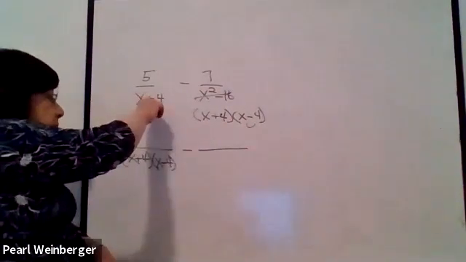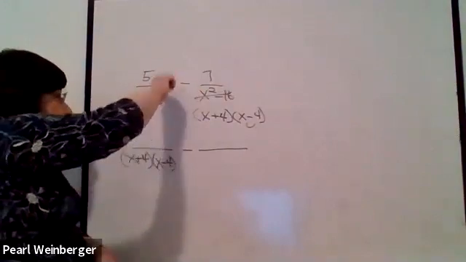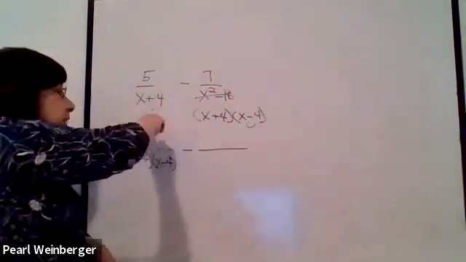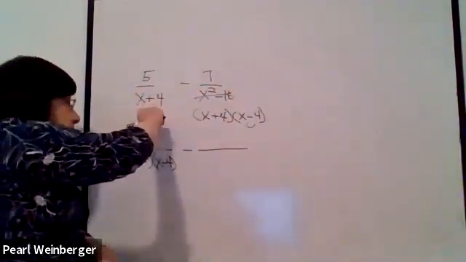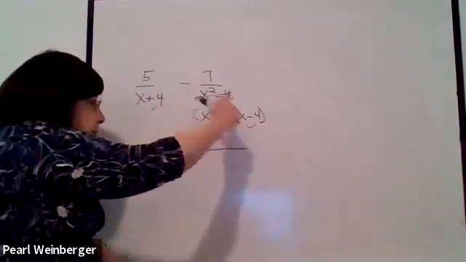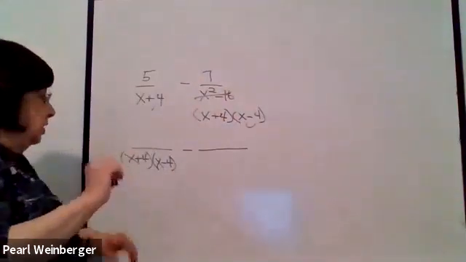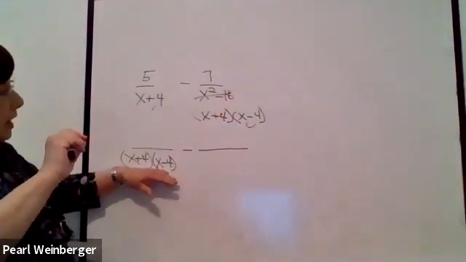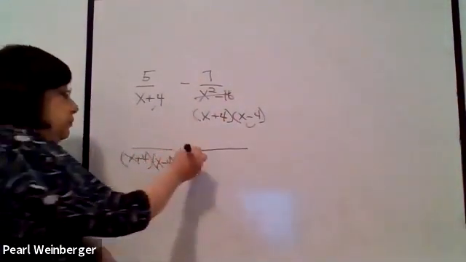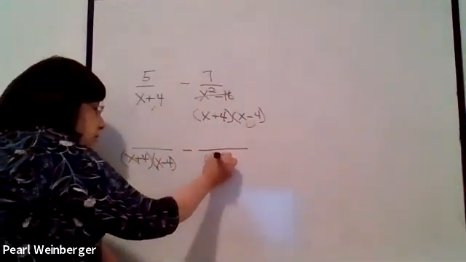Again, look at your denominators. Check off all the different factors you see. I see an x plus 4 and an x minus 4. Again, I don't check this again because I already have it checked. And therefore, my common denominator is x plus 4 and x minus 4.